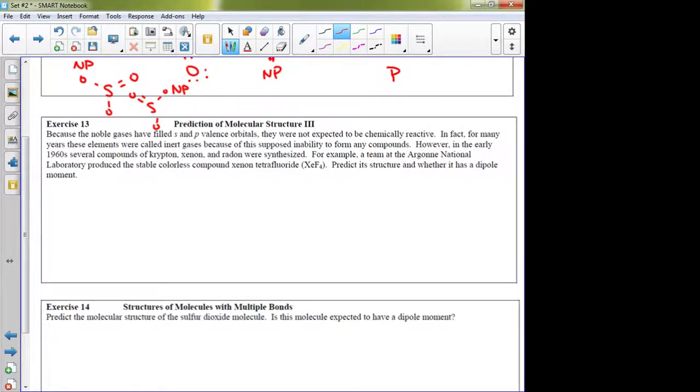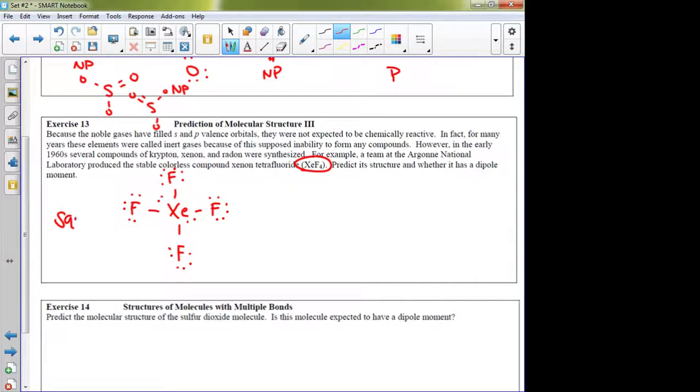Exercise 13 asks you to draw xenon tetrafluoride. Now I'm going to draw it for you right quick, and then I'm going to help you answer this question. Now I might be wrong, so if you see this on the AP exam, just know I was wrong, and you should know the answer to that. Xenon has 2 lone pairs on it. I did draw this the other day.